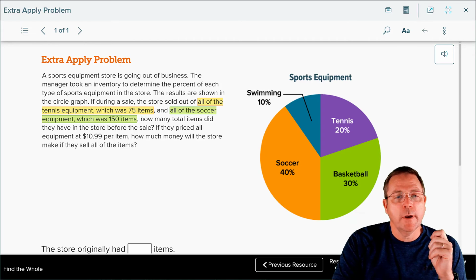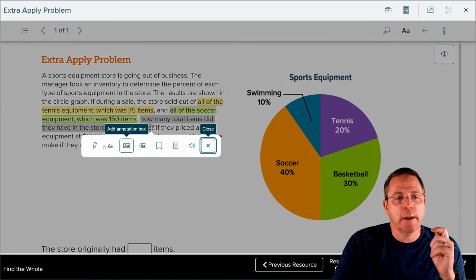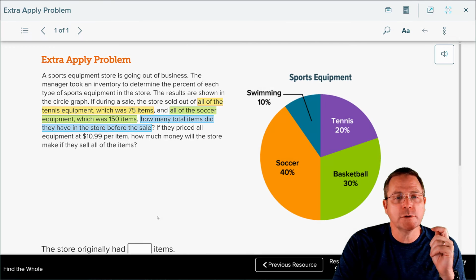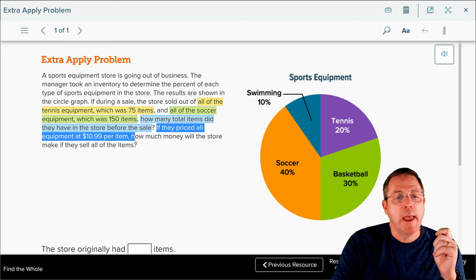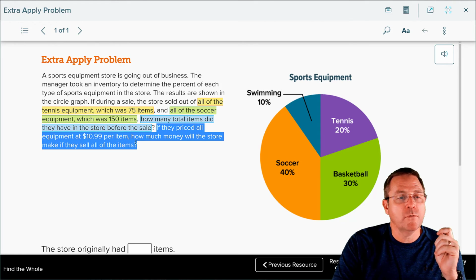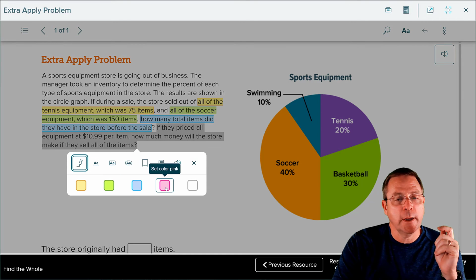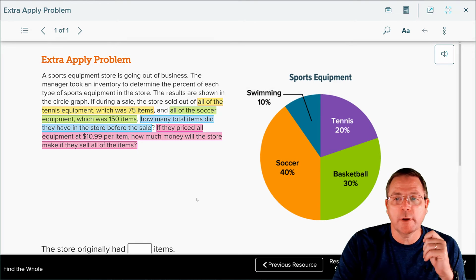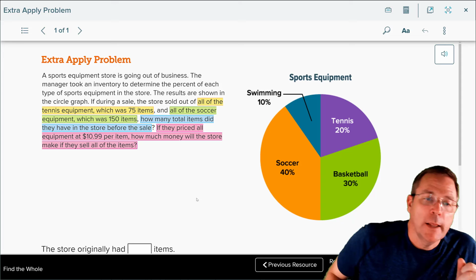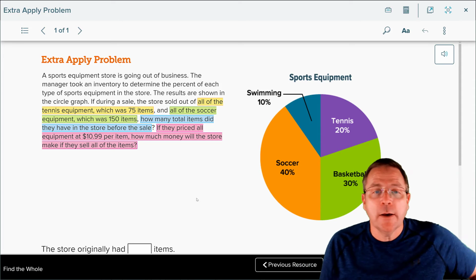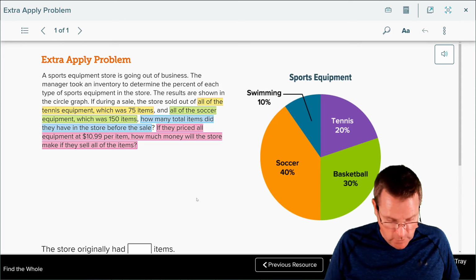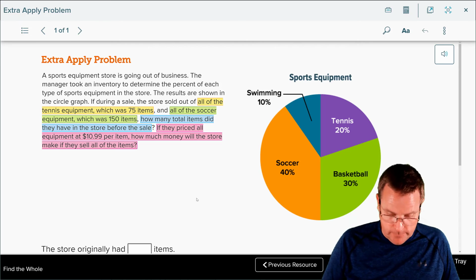That looks like a question, so we need to highlight the question, make the question blue. If they priced all the equipment at $10.99 each, how much money will the store make for the sale of the items? And we're making that one pink for our second question. So let's go down and break this down. I'm going to make some screenshots and we're going to work this out by hand.